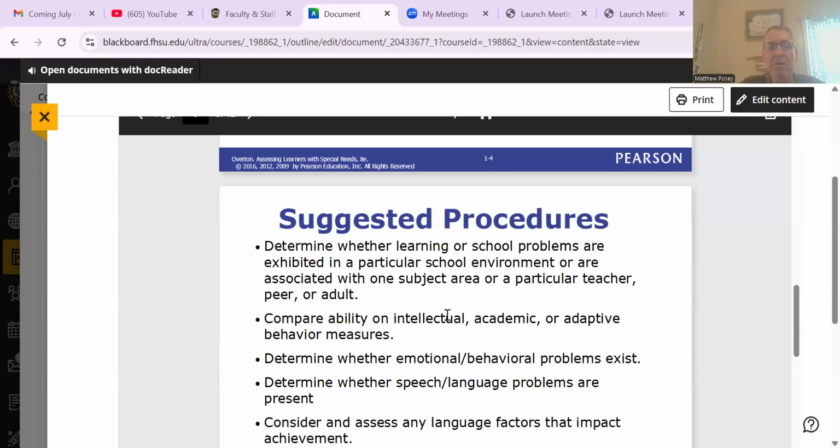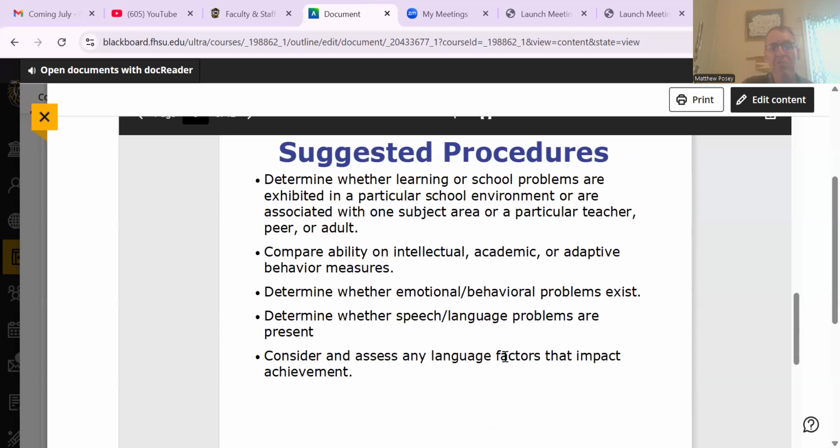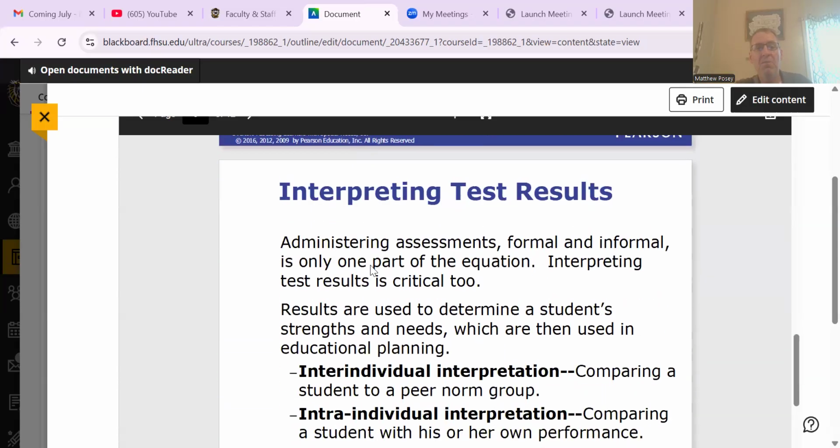Also, we want to compare their intellectual, academic, and adaptive behavior measures, and then we want to determine whether emotional or any behavioral problems exist. Same thing with speech language problems, and then also consider and assess any language factors that might impact achievement. So when we interpret test results, we want to administer assessments, whether they're formal or informal, and that's only one part of the equation, and then we have to interpret those.